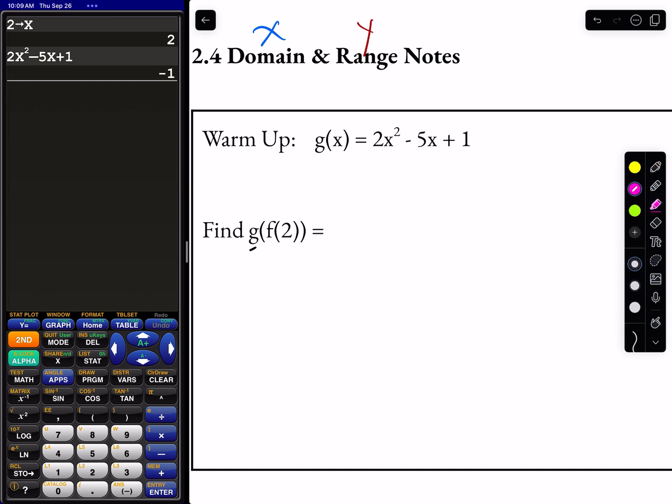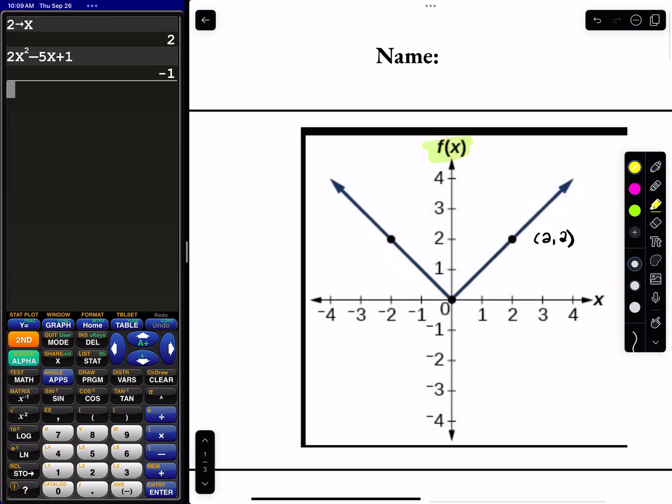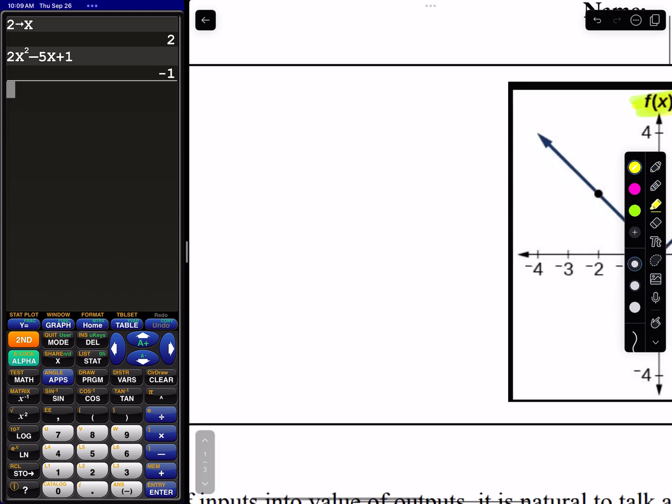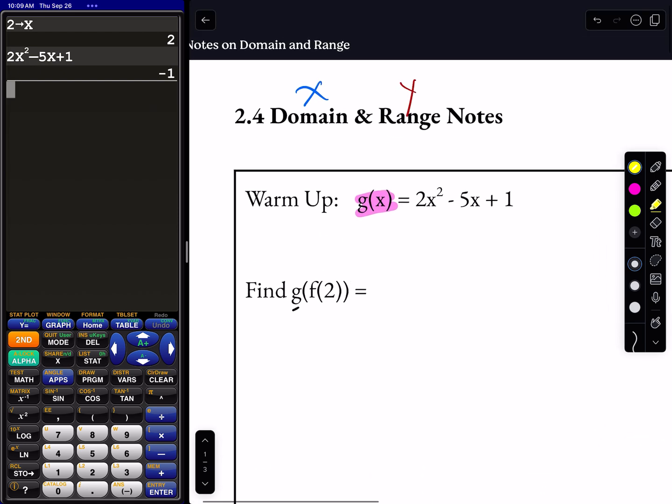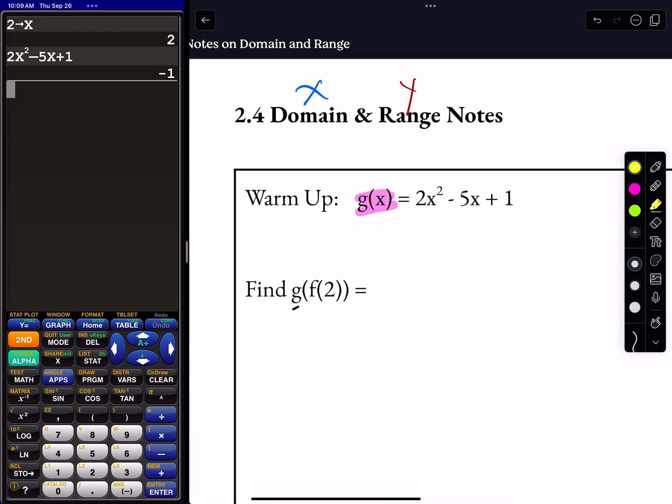The first thing we want to identify is we know that g of x is this function right here. And if I slide over to the graph, you can see that f of x is this other function over here represented by a graph. Okay, so first of all, we need to find g of f of 2, that's how you say that out loud, g of f of 2.